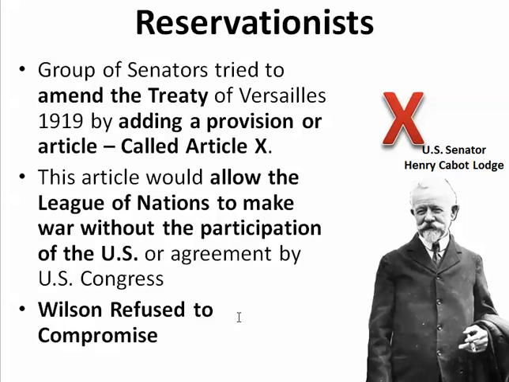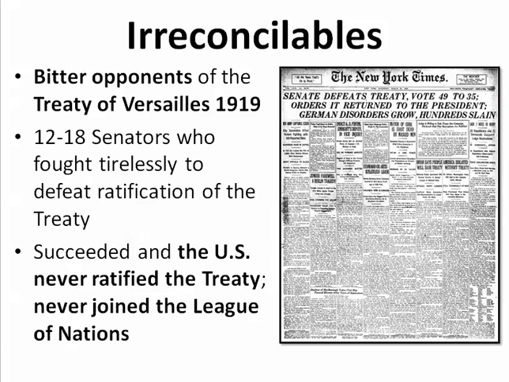But Woodrow Wilson refused. The President, Woodrow Wilson, refused to compromise on this. And so he turns against the Treaty of Versailles, Henry Cabot Lodge, as a reservationist. Another group called the Irreconcilables just did not like it, were not willing to negotiate. They were just bitter opponents to the Treaty of Versailles in 1919.